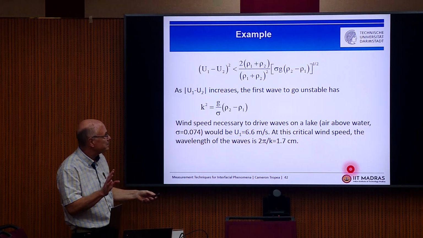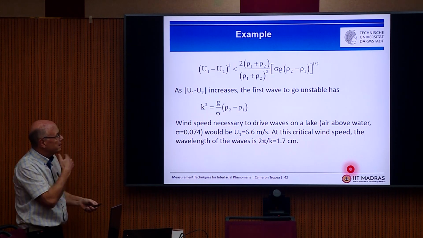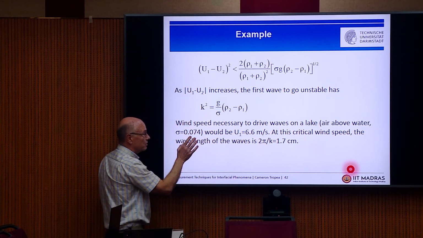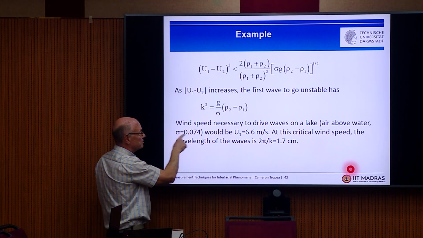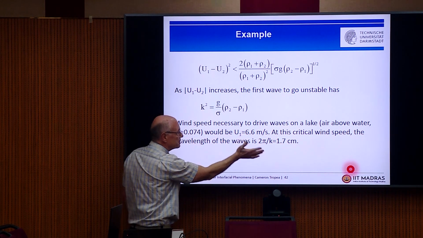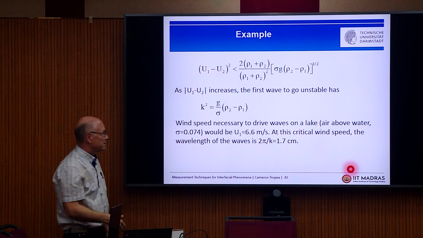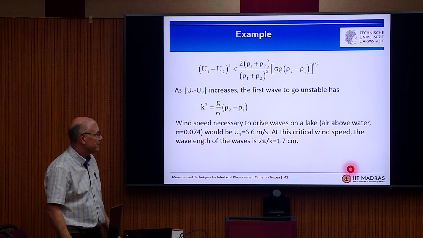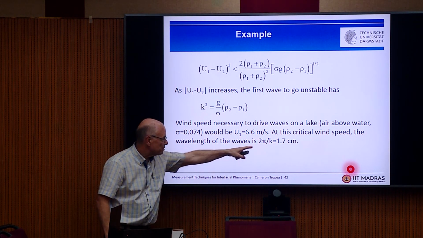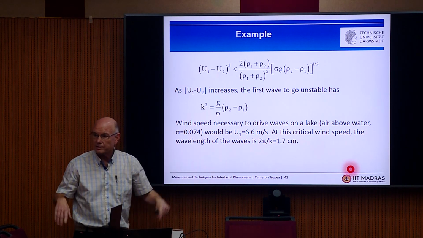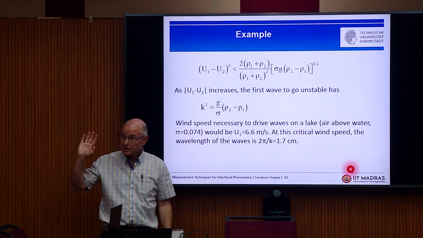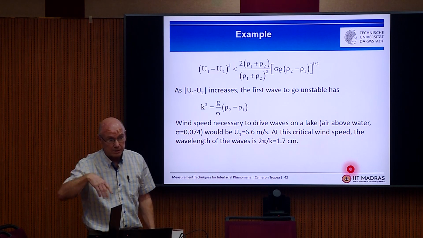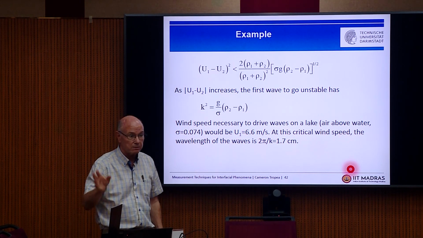I just bring an example, and so here's the example. Driving waves on a lake, this is now with the viscosity, here's the surface tension, would be 6.6 meters a second. That's the necessary speed to get the waves on the lake, and that's the critical wind speed, where you have 1.7 centimeters wavelength. Okay, so this explains a lot of things you see around you in the world.